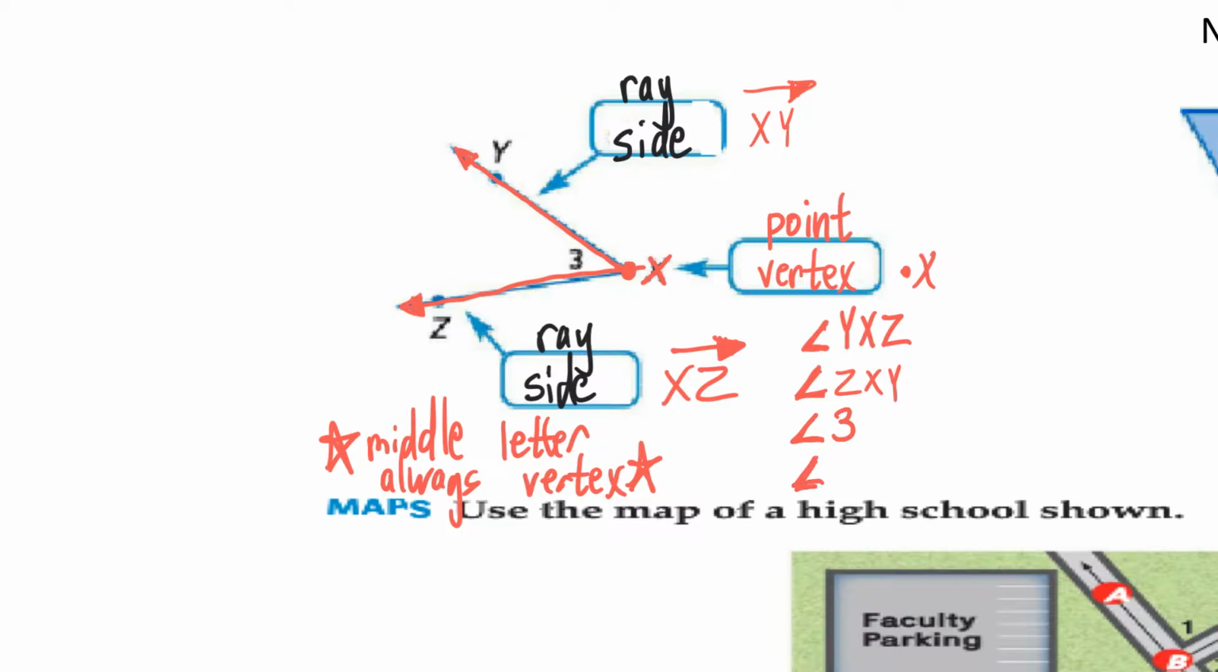Now I can also name this angle X. On this one, I can name it angle X. There are sometimes when you cannot just use a single letter, and I'll show you an example of that in a little bit. But on this one, you can use angle X, no problem, that's fine.